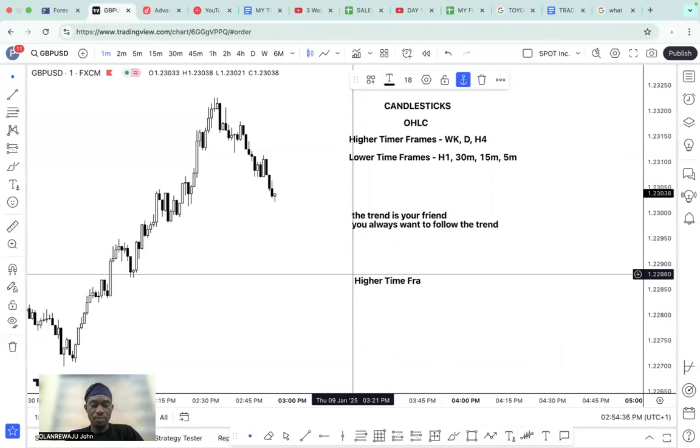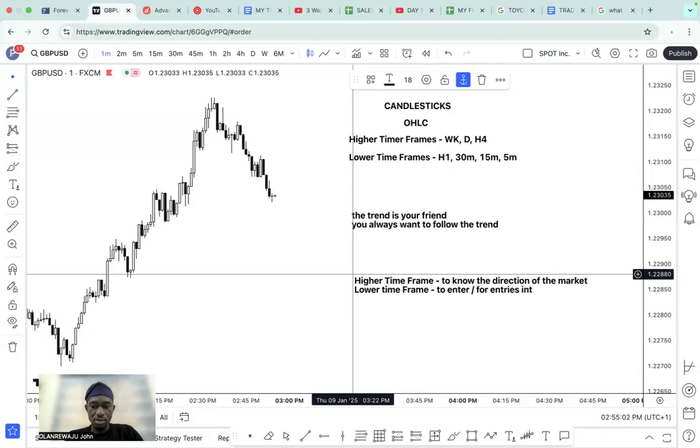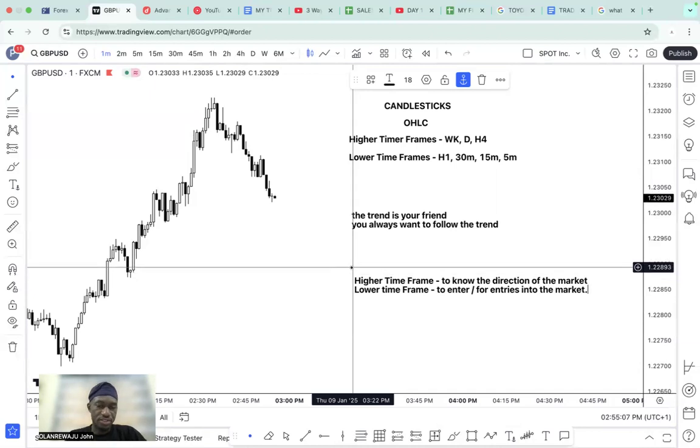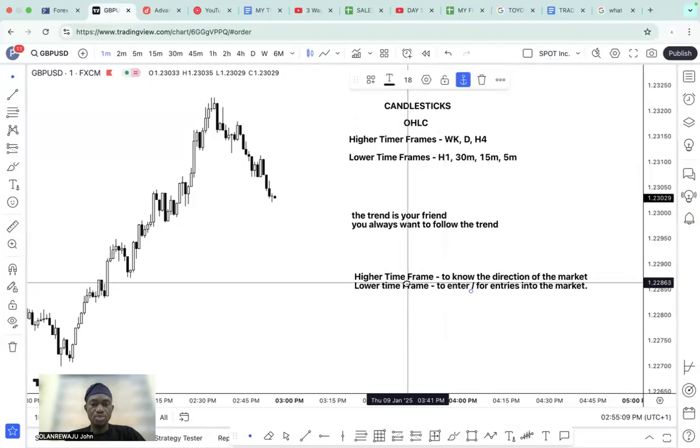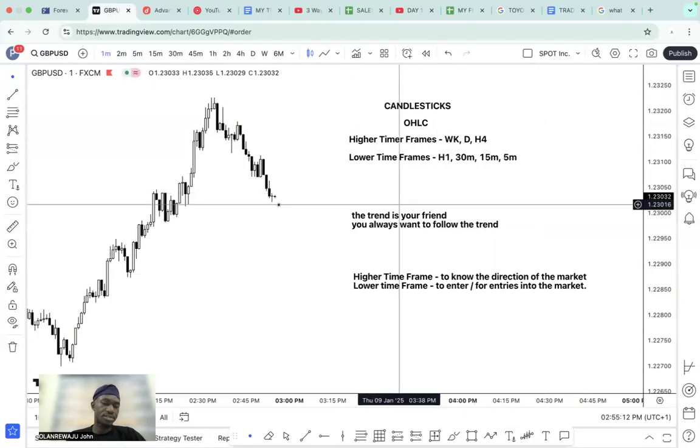You use your higher time frames to know the direction of the markets, and then you use your lower time frame to enter, or for entries into the markets. So I just want you to take note of these things, but let's not get carried away with what I wanted to show us in the first place.